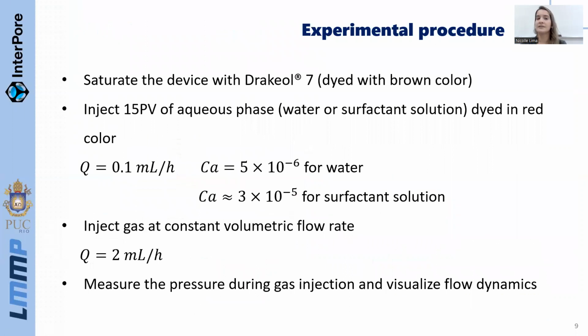First, we saturate the device with the Drakeol 7 that was dyed in brown color. Then we inject 15 pore volumes of the aqueous phase, which could be water or surfactant solution dyed in red color. Here is the flow rate of the aqueous phase. Then we inject gas at a constant volumetric flow rate equal to 2 milliliters per hour. And we measure the pressure during the gas injection and visualize the flow dynamics.